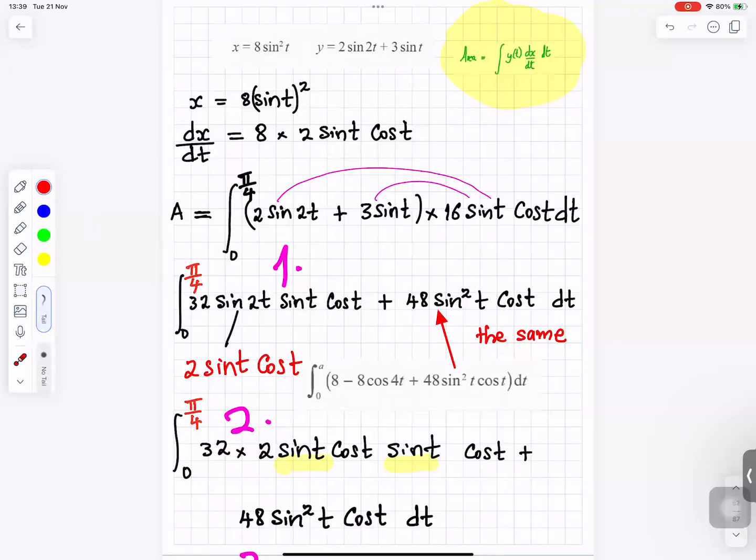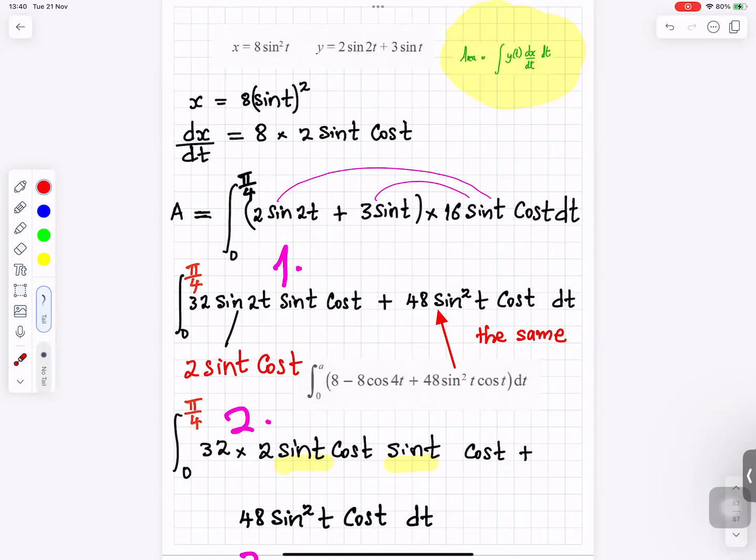So x is equal to 8 sine t all squared. When we differentiate that, dx over dt, we get 8 times 2 sine t cos t. 2 comes in front, so 2 times 8. You differentiate with respect to sine t, I get cos t. So we can write it as 2 sine 2t plus 3 sine t times 16 sine t cos t. 2 sine t cos t is sine 2t.